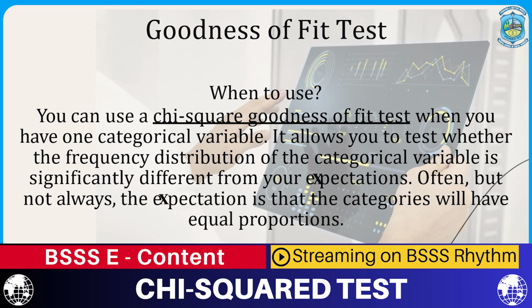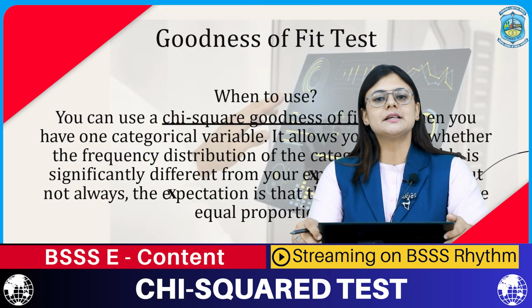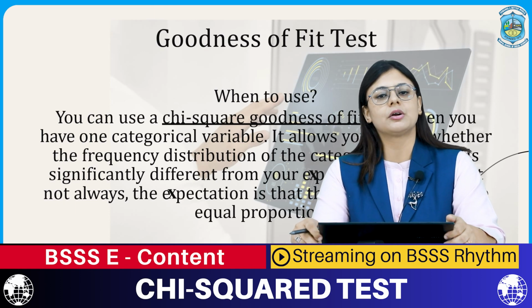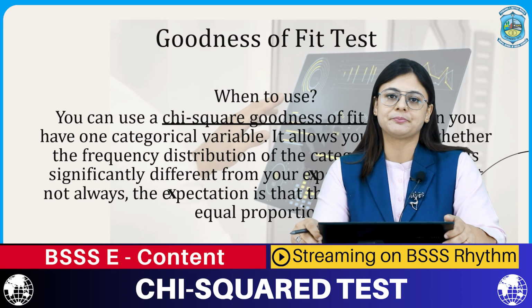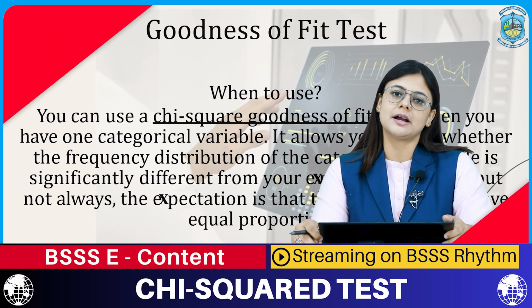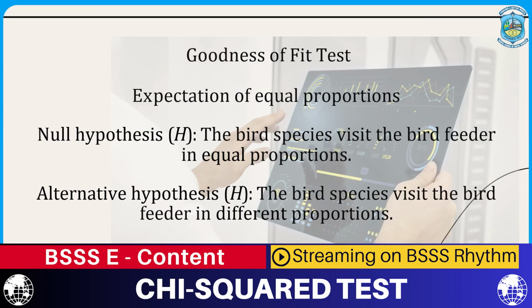Often, but not always, the expectation is that the categories will have equal proportions. The categories having equal proportions also means that your expected value and your observed value are exactly the same. This is also the null hypothesis that we construct for a chi-square test. Let's have a quick example for the goodness of fit test. Expectations of equal proportions. Now, how do we divide it into the null hypothesis and the alternative hypotheses?